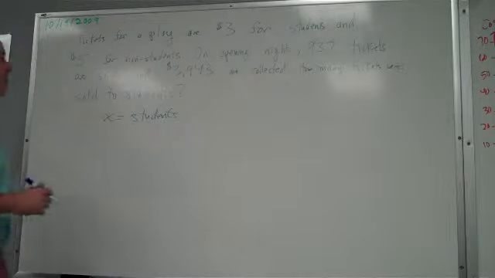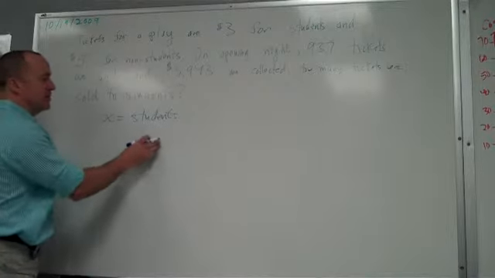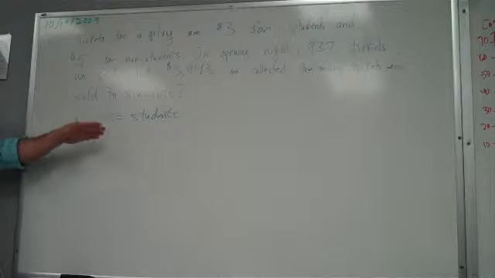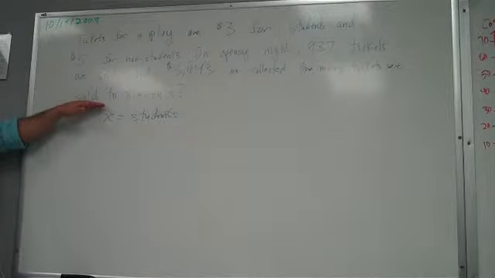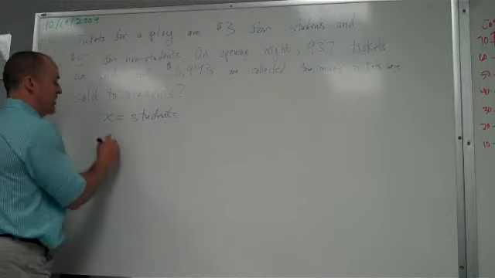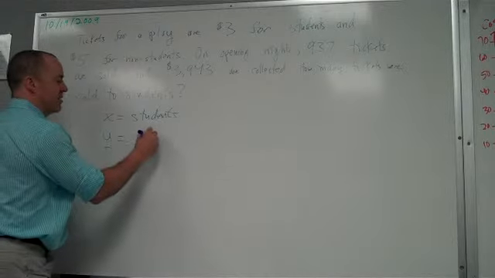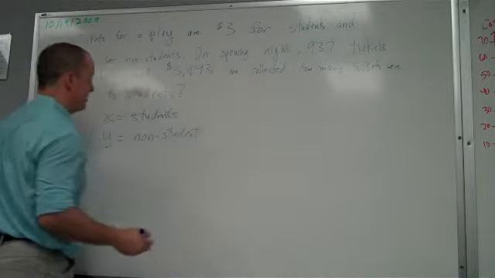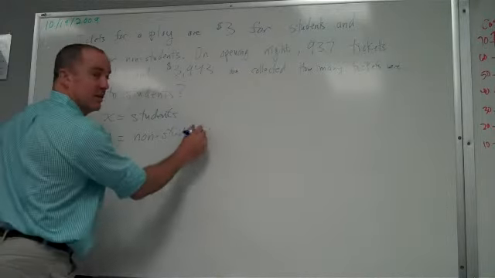Now, if x is going to be students, the other number we have is how many non-students we had. So I want to make that y. Y is non-students. X is students, y is non-students.